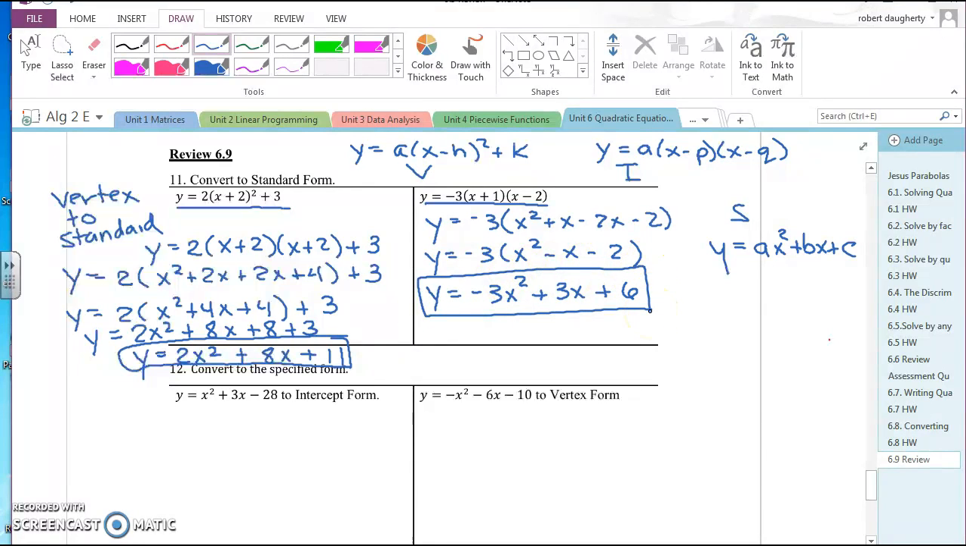That's standard form. One of the things you can always check is when you look at this, you look at that and you know that that opens downward. I look at this, it opens downward. So I better have the same leading coefficient. Otherwise, I've made a mistake somewhere along the way. Let's look at the next ones.